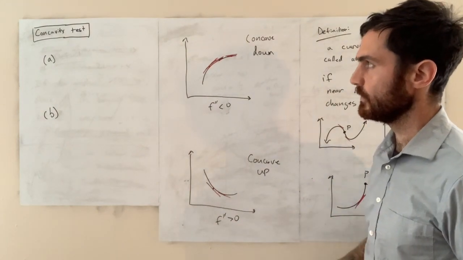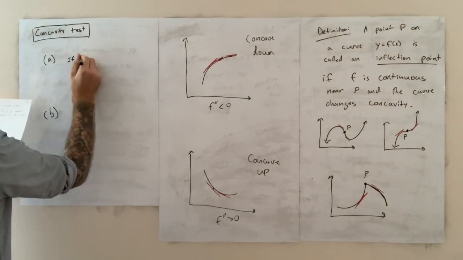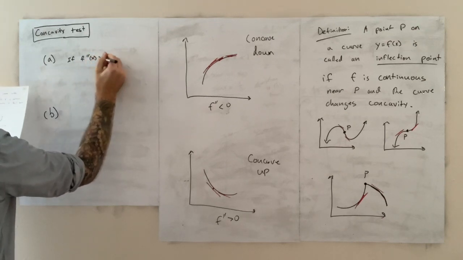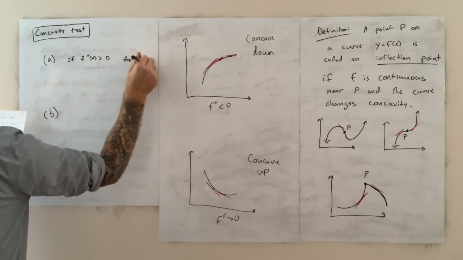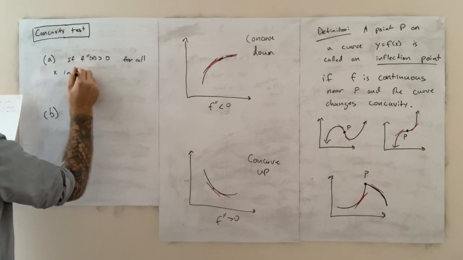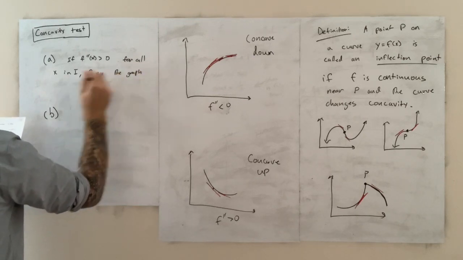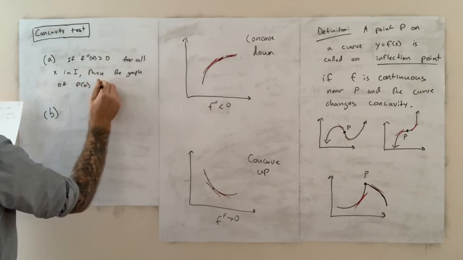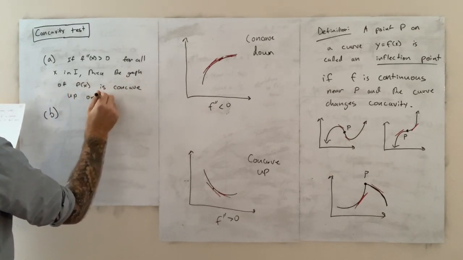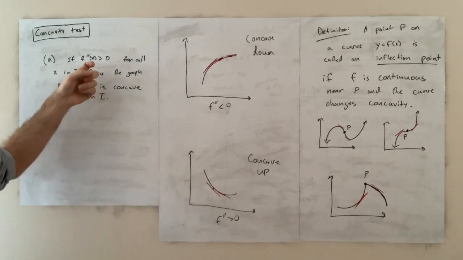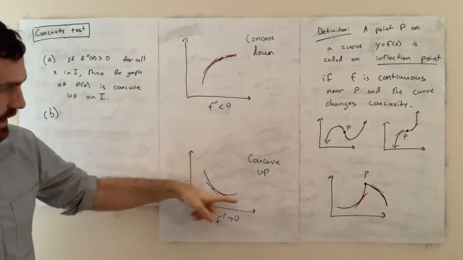It's increasing. And so what our concavity test says is, if f double prime of x is greater than 0 for all x in I, then the graph of f of x is concave up on I. So again, if the second derivative is larger than 0, then it's going to be concave up. See how we're concave up?